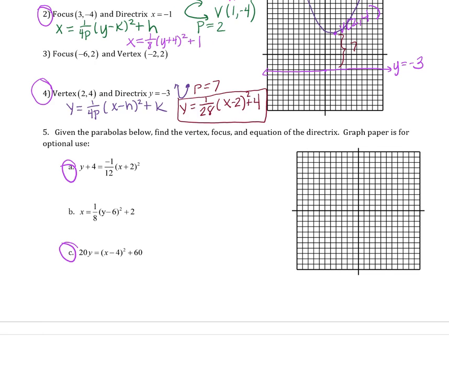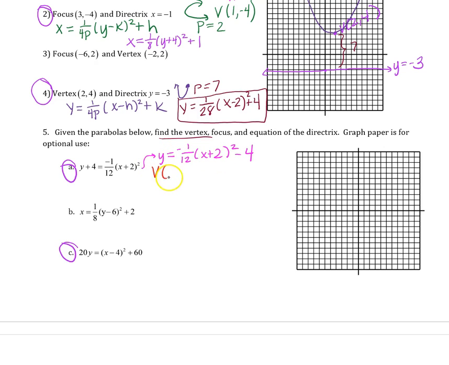So graph paper, again, is optional. So for A, first thing I'm going to find is the vertex. All right, so let's just put this into the right form. So this is actually y is equal to negative 1/12 times (x plus 2) squared minus 4. So like that. So I'm going to pull the vertex from the equation. This is a y equals equation.